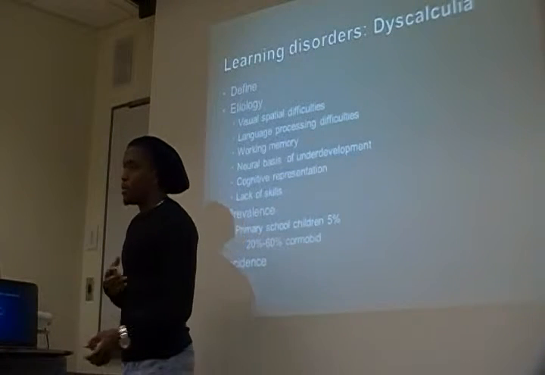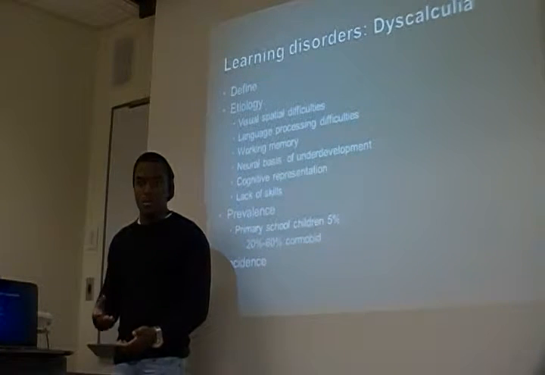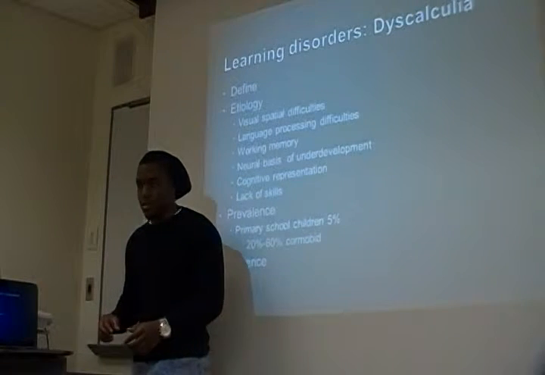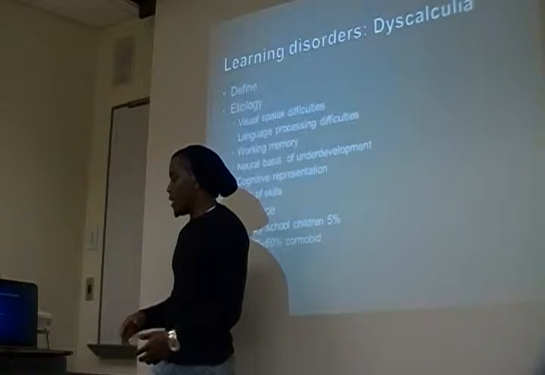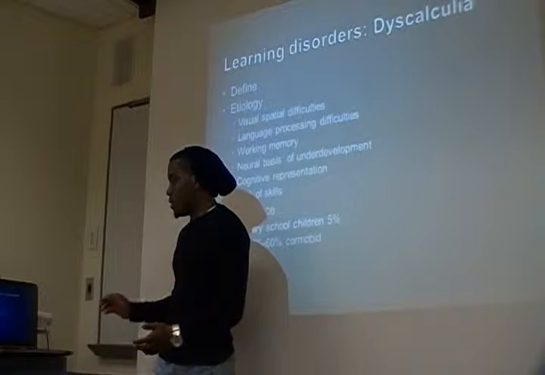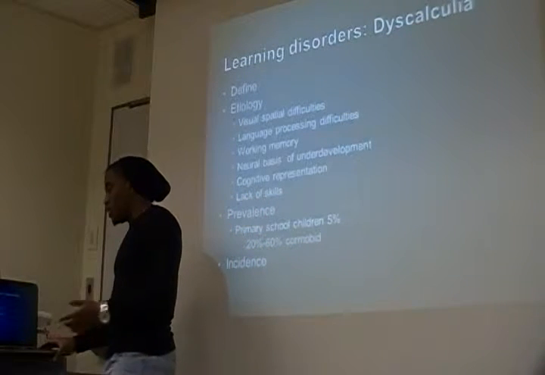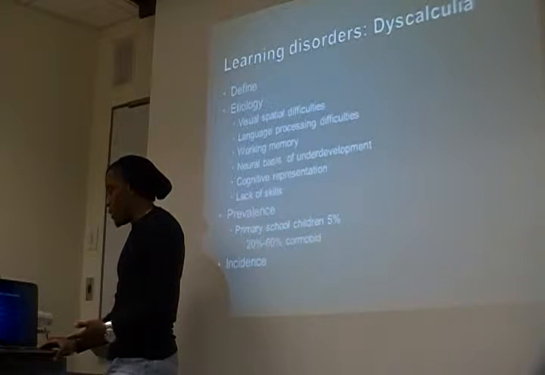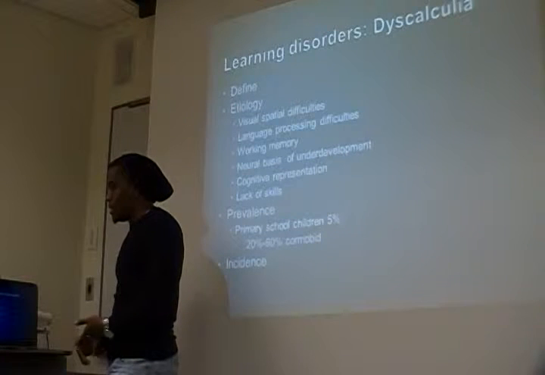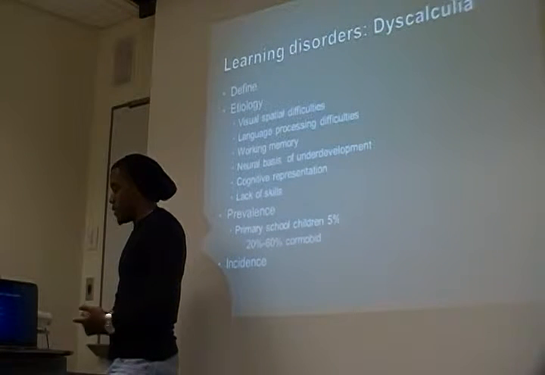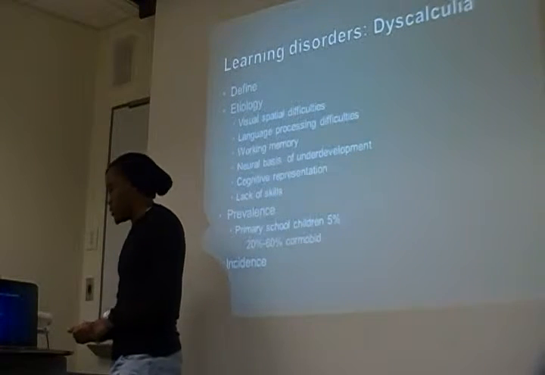That's 5%. So I believe we're secondary school kids, right? This is a secondary institution. So we see it in like K through high school. It's 5% prevalent, and 20 to 60% of those are comorbid with ADHD, and the other ones are actual mental disorders.